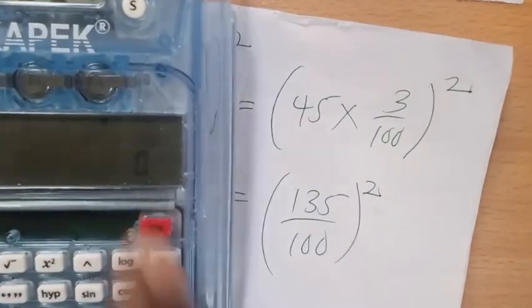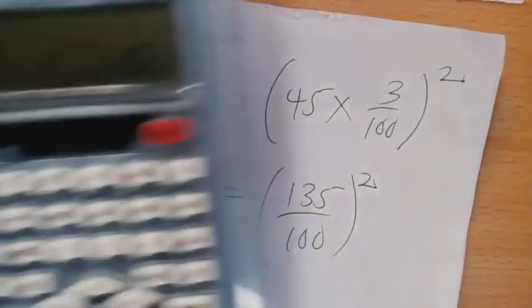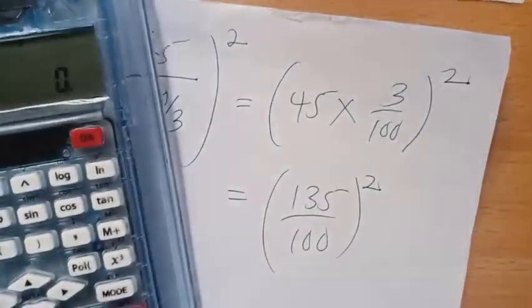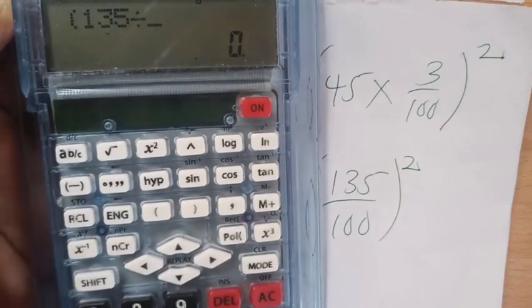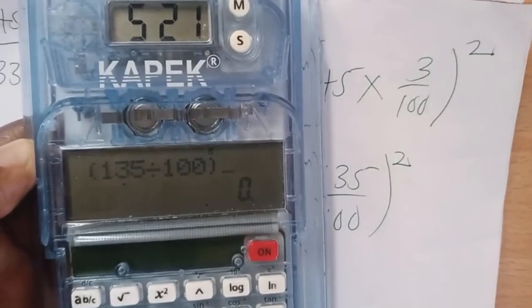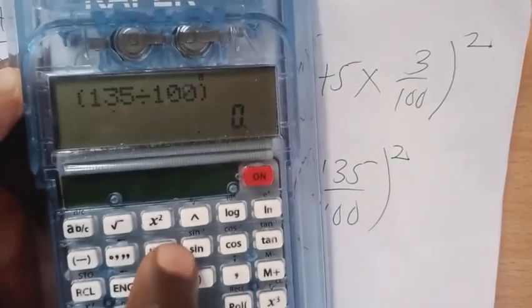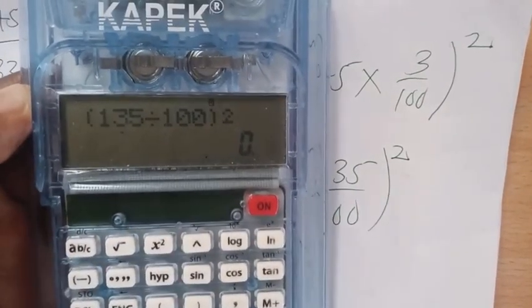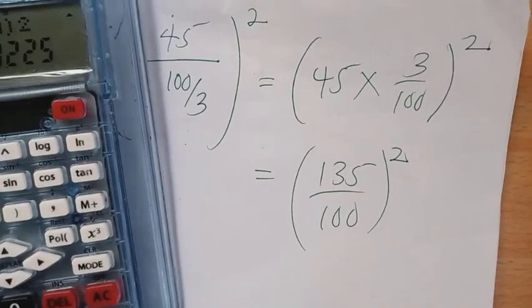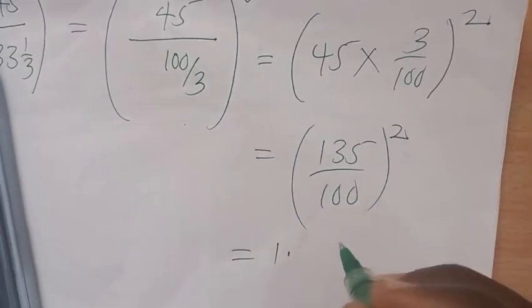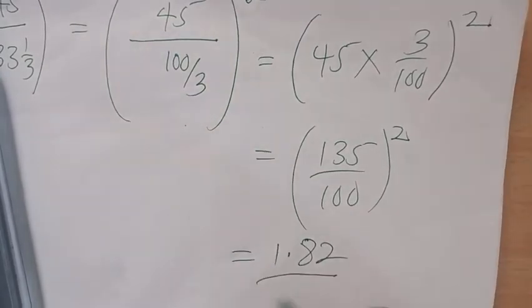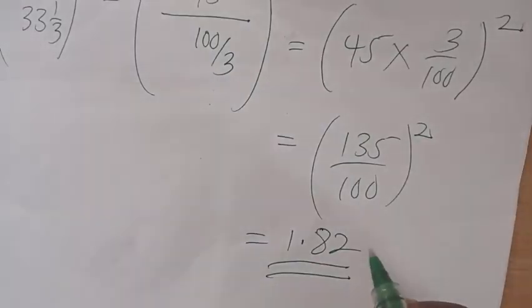So here is how you do it. You open bracket first, now press 135 and then divided by 100, then you close bracket. You see that this is what you have in the bracket. Then you can press the square function and then press the equals sign. You see your result is 1.82 approximately, and this should not have a unit.